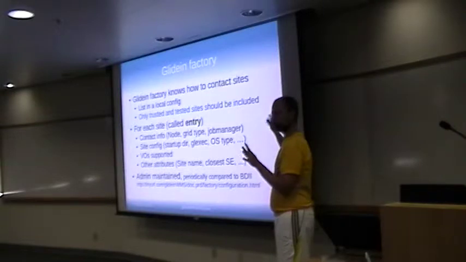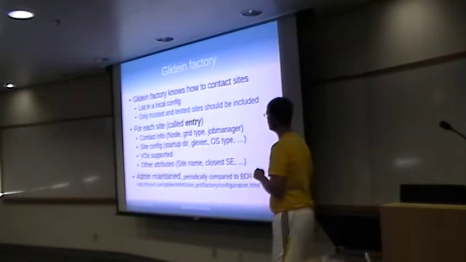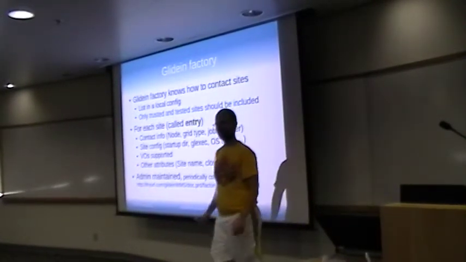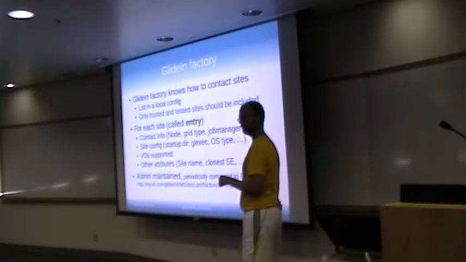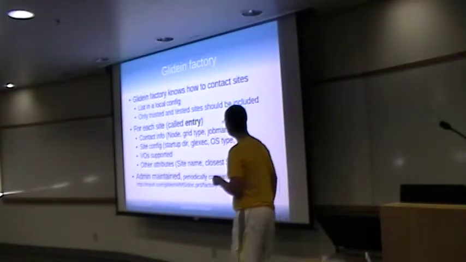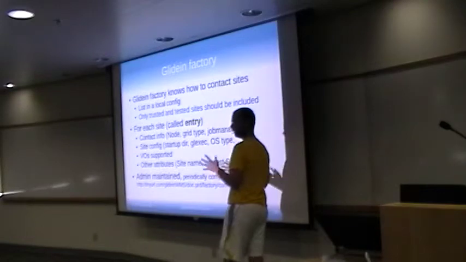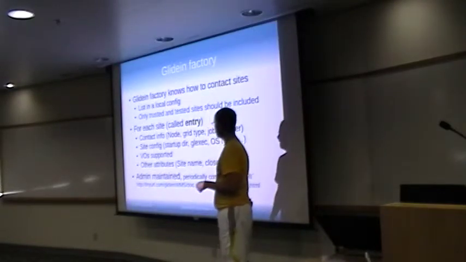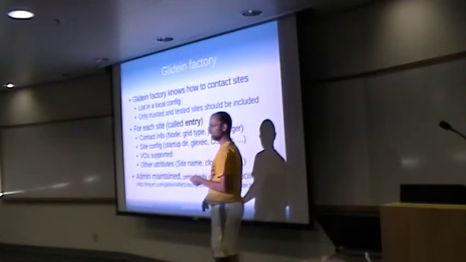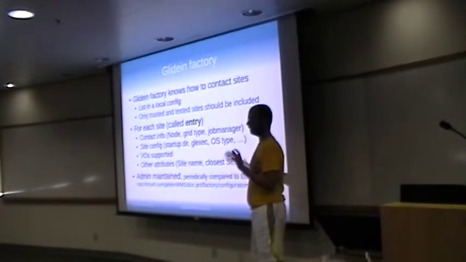I'm not going to tell how, for example, the OSG glidein factory is configured, but just so you know what to expect. For each site, which by the way is called an entry in the glideinWMS terminology, so when you see entry in the docs, you know what I'm talking about, it has the contact info, for example node, the grid type, job manager, whatever you need to actually get to the CE. The site configurations, stuff like where to start, is GLExec supported or not, what kind of OS type is available, and whatnot.